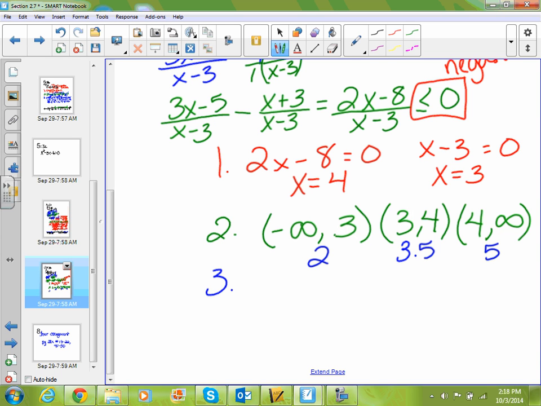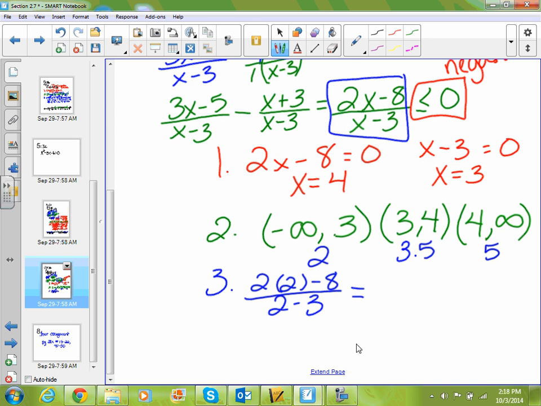Alright, so we're gonna plug them into this simplified equation. Okay, so (2 times 2 minus 8) over (2 minus 3). Well, 2 times 2 is 4, so 4 minus 8. 2 minus 3 is negative 1. 4 minus 8 is negative 4 over negative 1, which simplifies to positive 4. So this one doesn't work exactly.